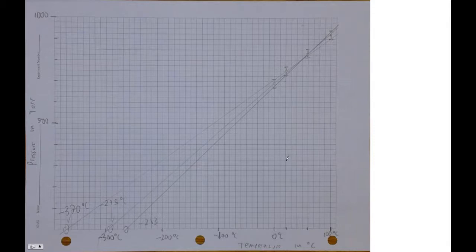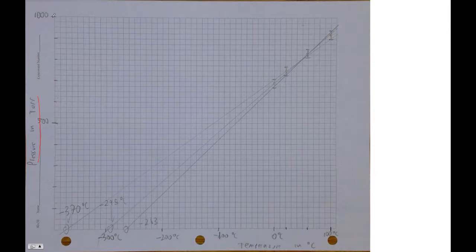In this video, I'm going to show you how to make the graph for the absolute zero lab. So the vertical scale here, make sure you label your axis with what it is and what the units are. So pressure in torr. This is temperature in degrees Celsius. And then typically we get something like 900 and so torr.